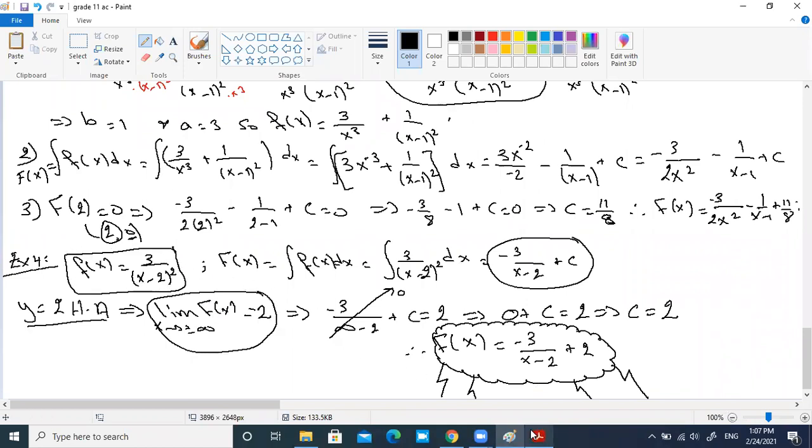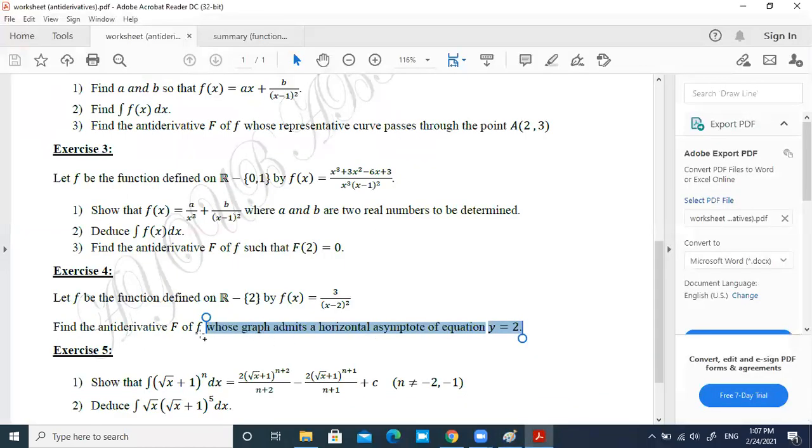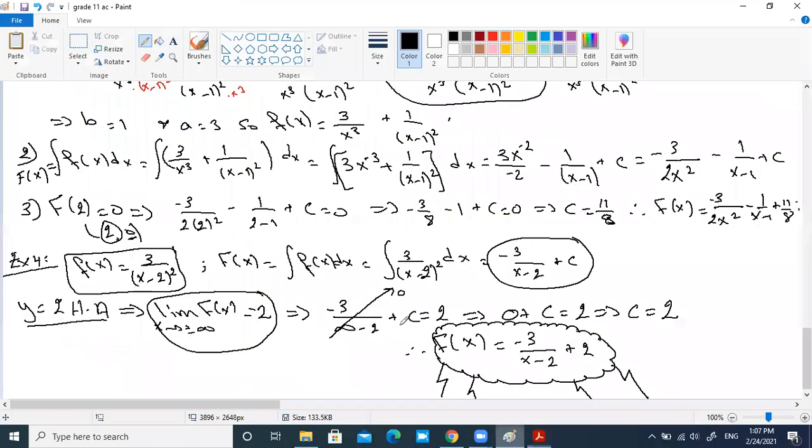Which function has the horizontal asymptote? The graph of the antiderivative. So for that reason I wrote limit of f of x is equal to 2. Now to find this limit, replace: negative 3 over infinity minus 2 plus c is equal to 2. Number over infinity is 0.